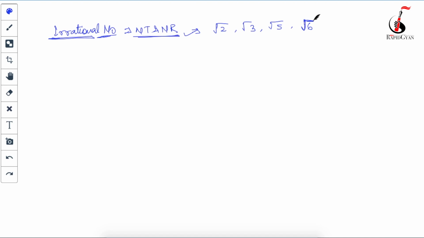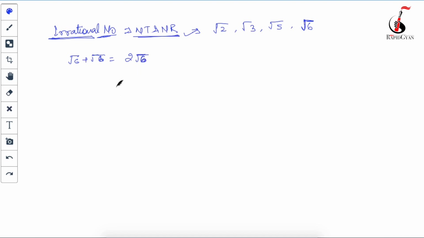So beta, with these irrational numbers, I'm going to give you a few examples first. Suppose I'm going to add under root 6 plus under root 6. What will I get? I will get 2 root 6.